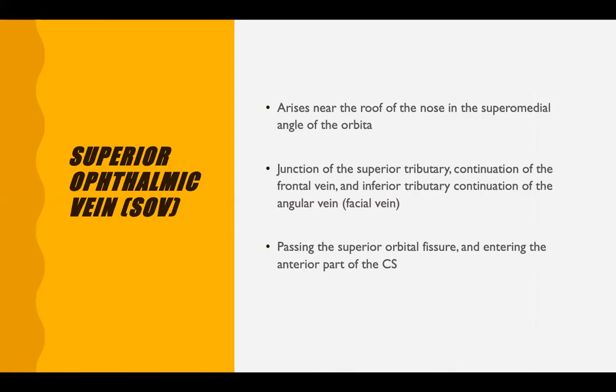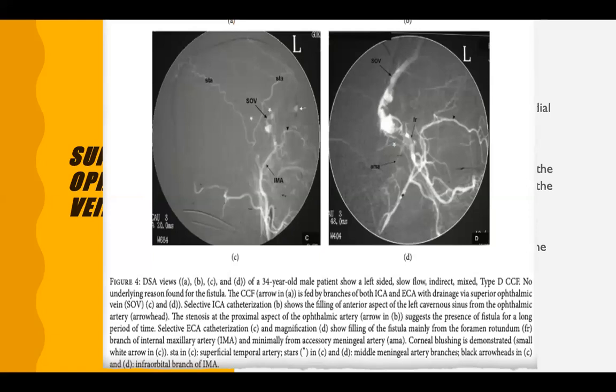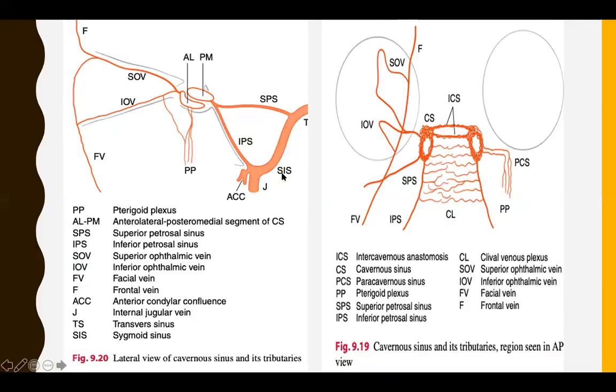Sometimes the drainage is mainly via the facial vein of the superior ophthalmic vein, and it passes through the superior orbital fissure and then enters the cavernous sinus. This is one of the patients of type D superior CCF, where there is enlargement of the superior ophthalmic vein. In the lateral view we can clearly see enlargement of the superior ophthalmic vein. The superior ophthalmic vein then continues as the frontal vein or angular vein and the facial veins.